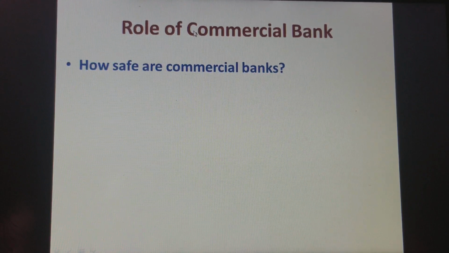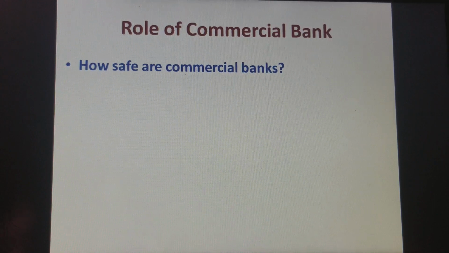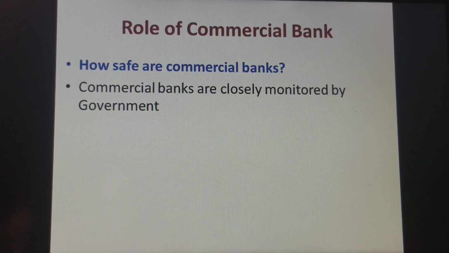How safe are commercial banks? This is a question that many times persons will ask. Well, commercial banks are closely monitored by the government, right? So the banks are not at liberty to operate on their whims and fancies and do what they please. They are closely monitored by the government, and in particular the central bank.